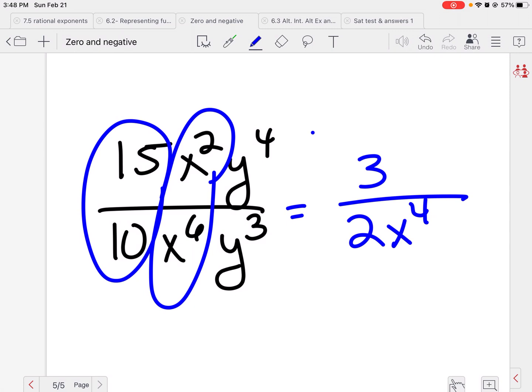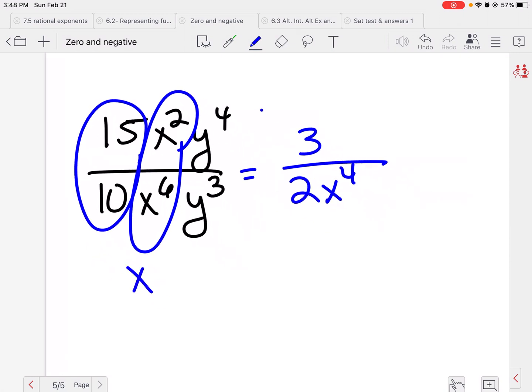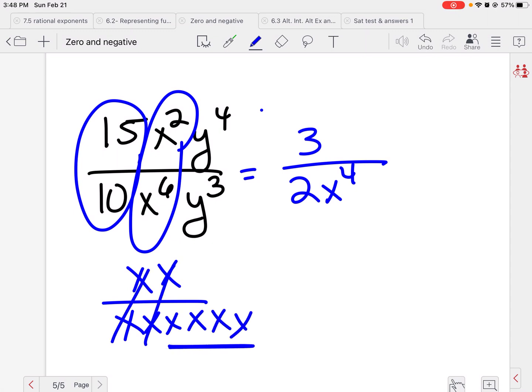Okay, if you want to write it as x to the negative 4 and then move it down later, that's fine. But if you want to try and save yourself a step, you can do that as well. Okay, and that works because if we have x squared over x to the 6th, this cancels out and you're left with the 4 x's on the bottom. Okay, and then I'm going to take care of the y's. Well, 4 minus 3 is 1. There's more y's on the top, so it's going to go onto the top. And again, we don't have to write the 1. Okay, all right.